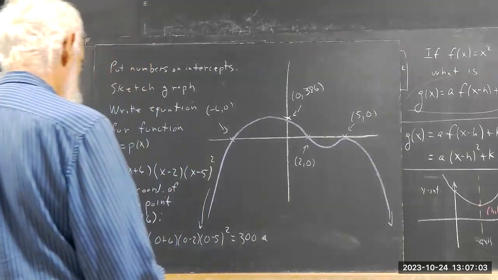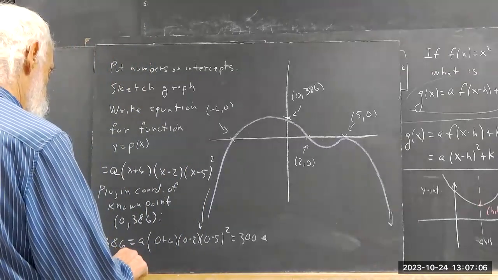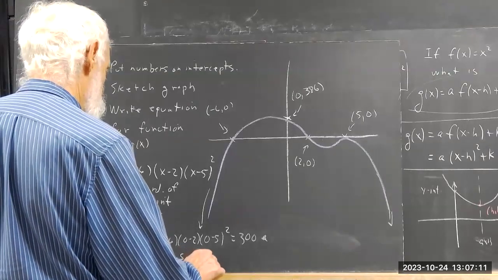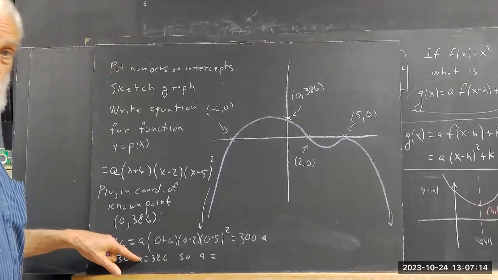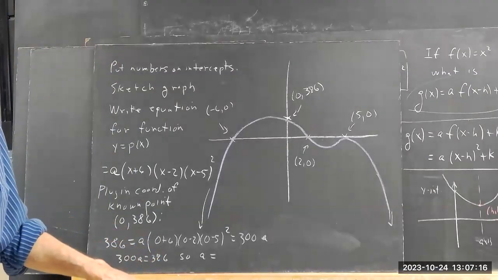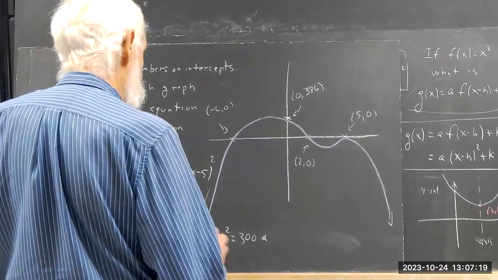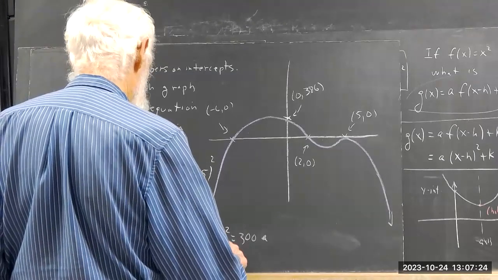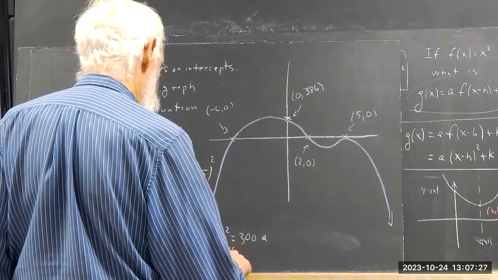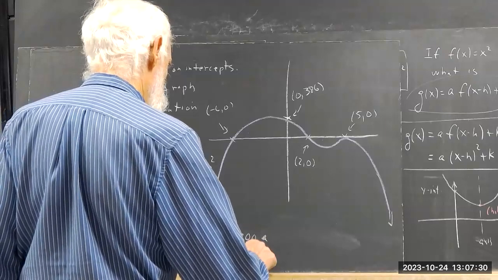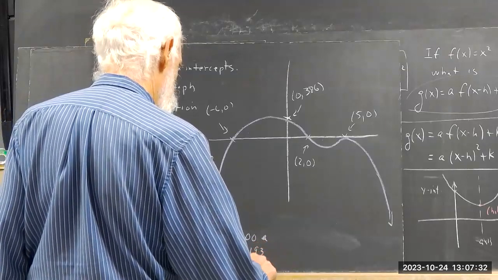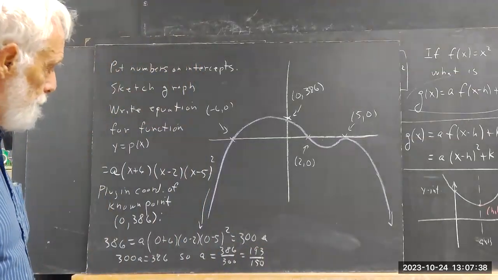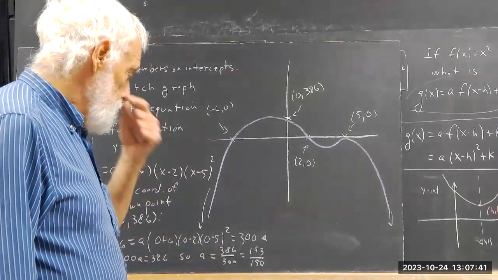So this is really an easy step if you just think to do it and understand what's going on. Okay. Especially if you've got the y-intercepts, you can use zeros here. So a equals 386 over 300, which is 193 over 150. And I don't think it reduces any more than that. I'm pretty sure. Okay.